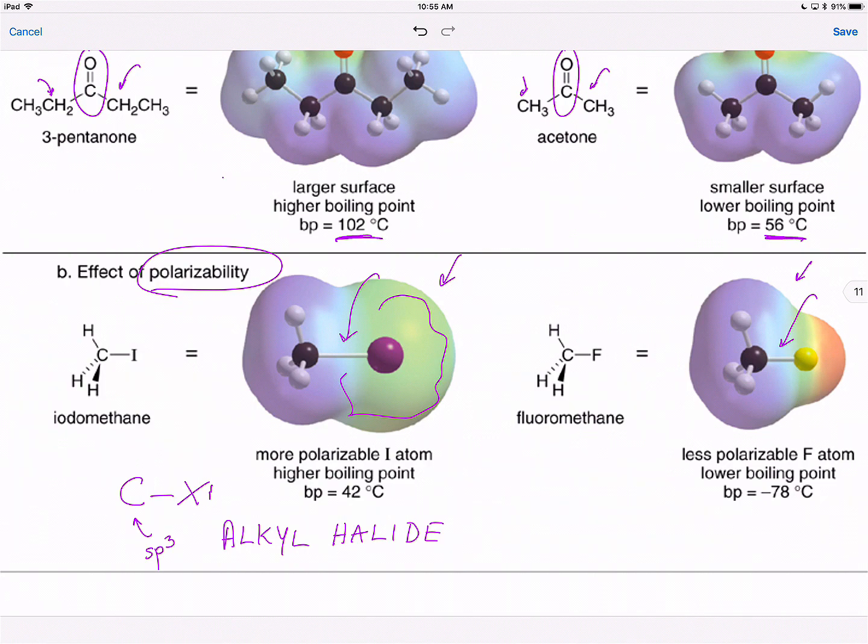More polarizable has a higher boiling point. Minus 78 is a lower boiling point. So when it's more polarizable, the atom spreads more. So the electrons spread more, right? So you have greater surface area. Everybody clear with that? So more polarizable, more surface area, higher van der Waals force, higher boiling point.